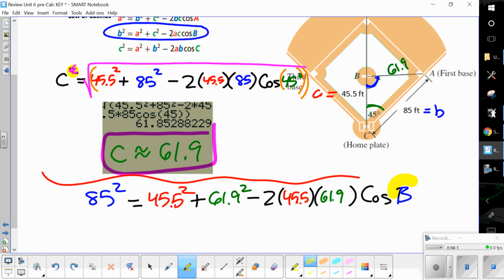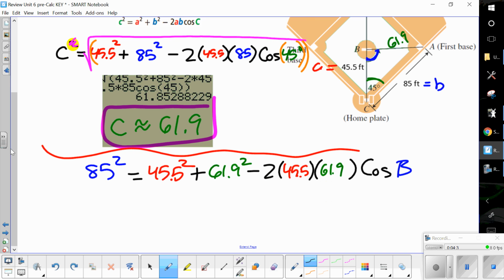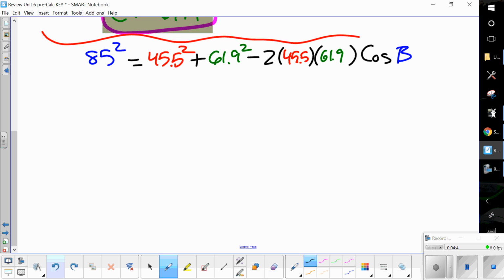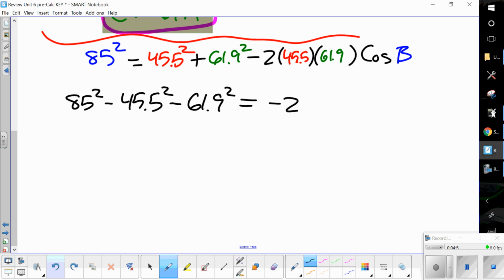Okay, I've got to do some algebra. My goal is to get this b by itself. And in fact, I'm going to start off by trying to get cosine of b by itself. That means all of this stuff has to go to the other side. A couple ways I do that. Number one, I'm going to start by subtracting. I'm going to subtract this and this since they're being added to my problem. So if I subtract them from the right side, they go away. So far, what I have is 85 squared minus 45.5 squared minus 61.9 quantity squared, and all of that equals this, 45.5 times 61.9 cosine of big B. And you could turn those into whole numbers if you wish. You don't have to, but that is an option.